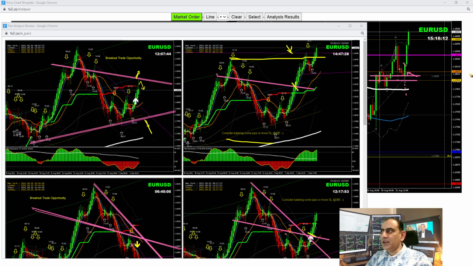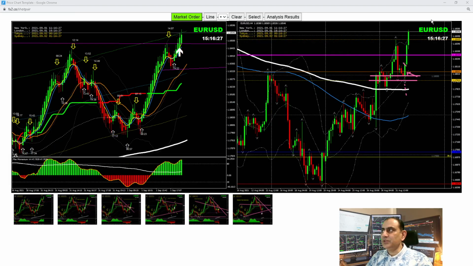Again, we analyze on the 4-hour, define the price action chart, and then based on the candlestick pattern we had a confirmation, and based on that we analyzed intraday and banked beautiful pips on Euro USD.